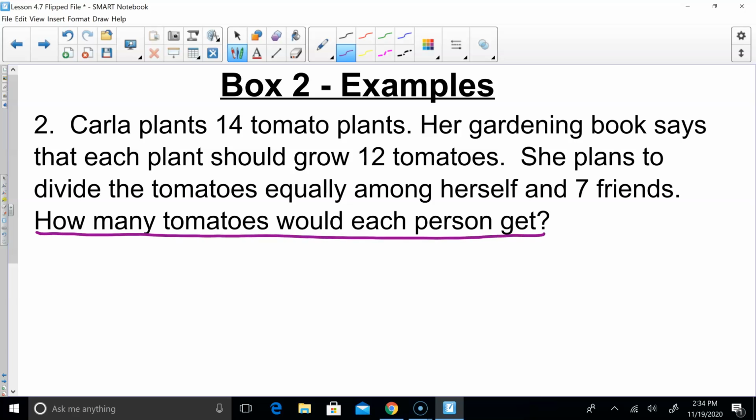Well, it sounds like we have 2 things to figure out. We have to figure out how many tomatoes there's going to be. We also have to figure out how many people there are going to be. So you're going to try to figure out those 2 things to help us out.